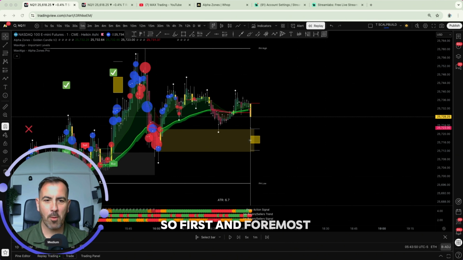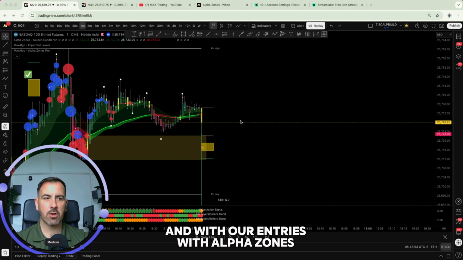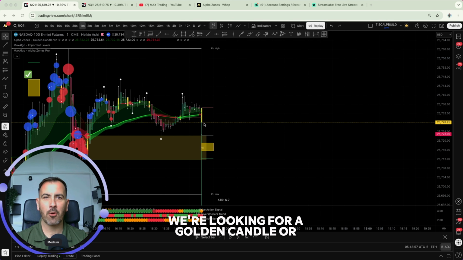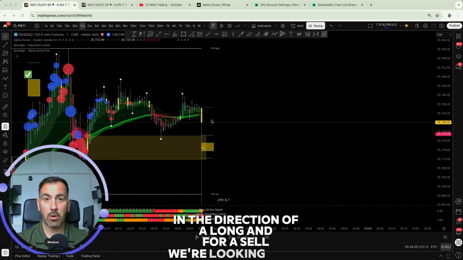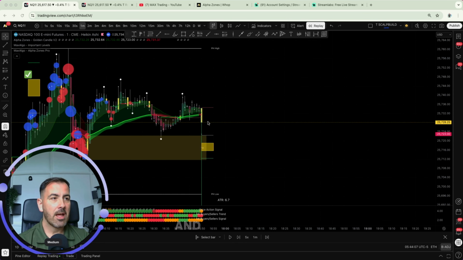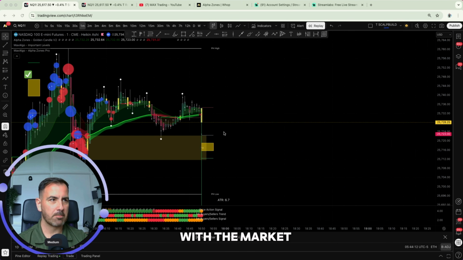First and foremost, we're always looking for an entry, and with our entries with Alpha Zones we're looking for a golden candle or a buy and sell signal. So if we're looking for a long, we're looking for a golden candle in the direction of a long, and for a sell we're looking for a golden candle in the direction. And the same with the buy and sell signals. We need to make sure that they are going in the right direction with the market.